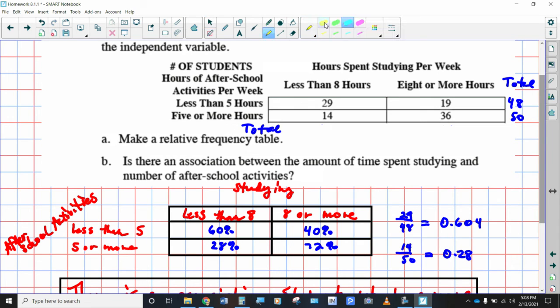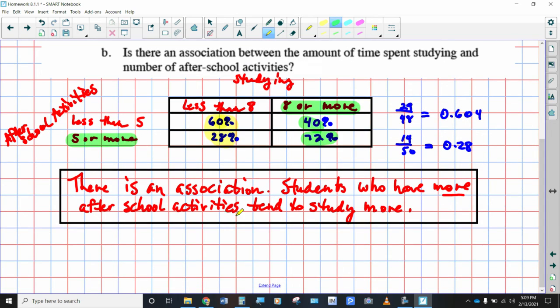So look at these percentages. That's a significant difference. Look at these percentages. This is also significant. 72% of the people who had more activities after school studied more than 8 hours. That tells us that there is an association here. Students who have more after-school activities tend to study more. That seems backwards, but you cannot deny the data.